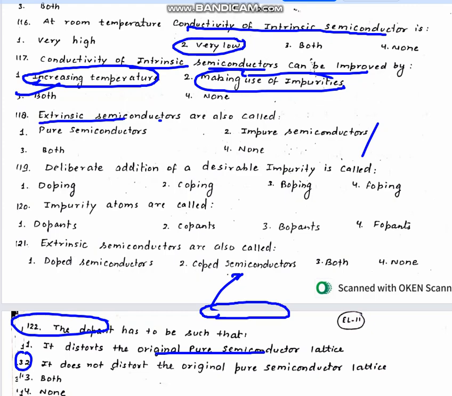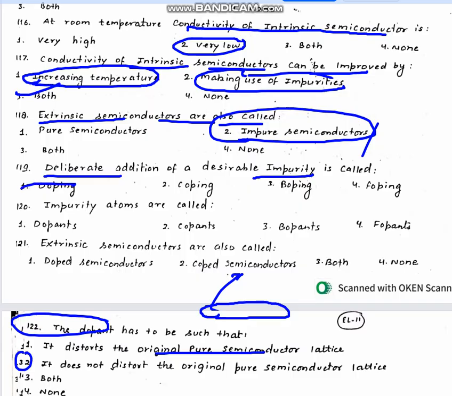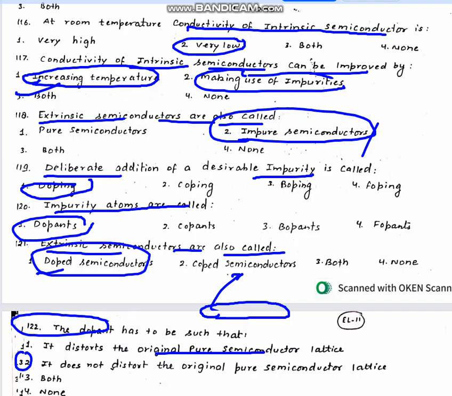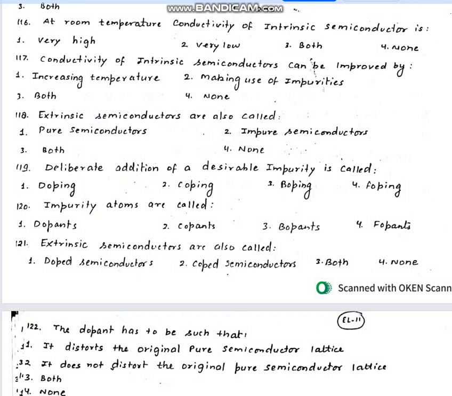Next is extrinsic semiconductors are also called. These are called impure semiconductors because we have to dope them with either group 15 or group 13 elements. Next is deliberate addition of a desirable impurity is called. This is called doping. Next is impurity atoms are called. So the impurity atoms are called the dopants obviously. Next is extrinsic semiconductors are also called. These are also called doped semiconductors because these are obtained by doping.